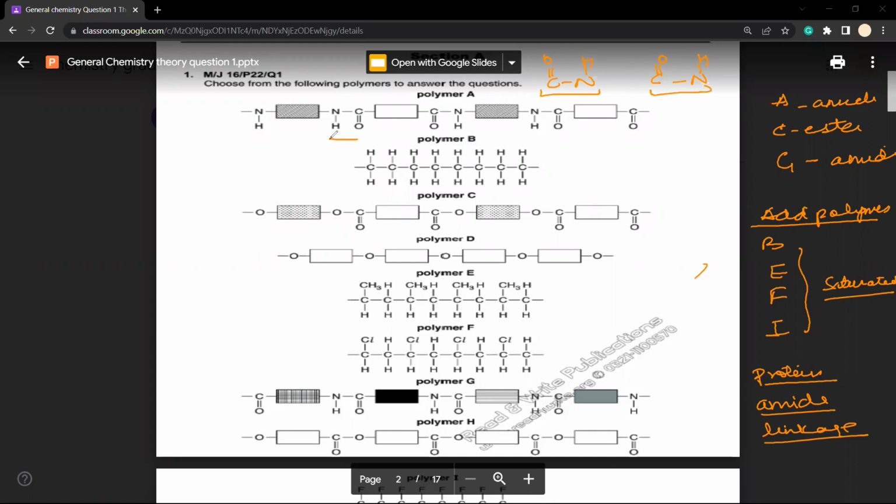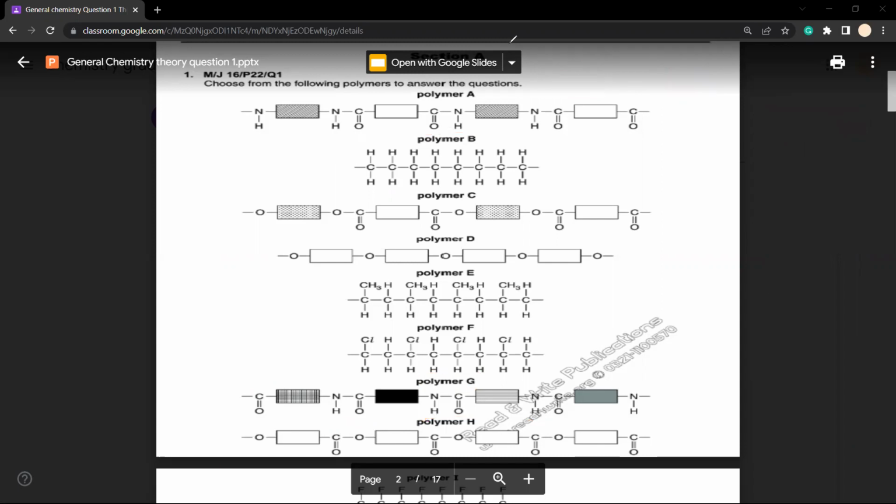So in this, is it repeated? No, this is nylon. So let's look for another example with an amide linkage. So NH C double bond O, NH C double bond O, NH C double bond O, NH. So this is an example of your protein. So we'll write down the example. The polymer G is an example of protein. I hope I'm clear with this question.